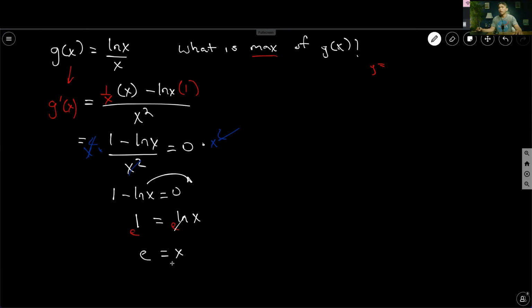And now that's what x is equal to, but they want the max value. So it's actually a y value that they're looking for. So let's take this and plug it back into our original equation. The original equation is ln of x over x, and this time we're going to plug e in there. So this becomes ln of e, divided by e. In the numerator, the ln and e cancel out, leaving you with 1. And the denominator is just e, so the answer is just 1 over e.